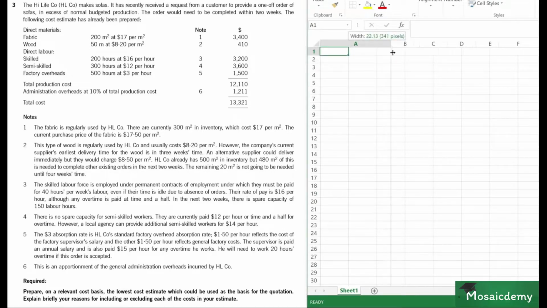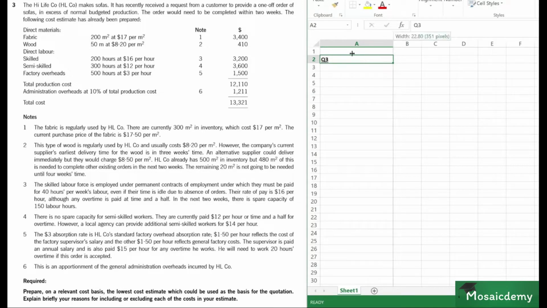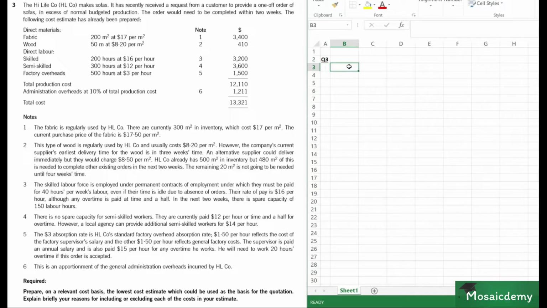As always, when we start, we need to start by labeling our question. So question 3, always put a label, ideally make it bold, underline, something like that, so that it's distinguished from the rest of the answer. And let's keep that column blank for the rest. Now, in our cost estimate sheet, we'll have a description of the cost. We'll have the actual value of the cost itself.